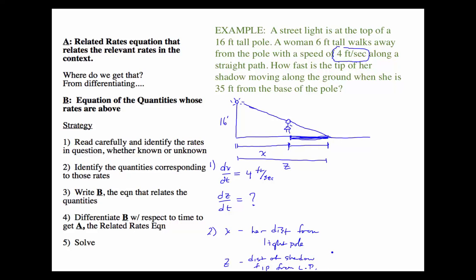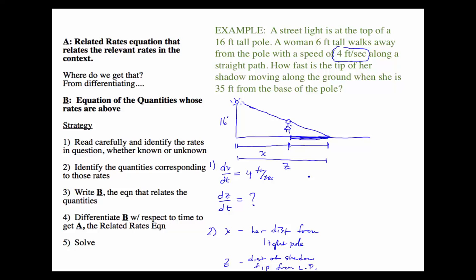So, step 3. What is it we do in step 3? We start by finding the equation that relates the quantities. So we want an equation that relates what two quantities? x and z. We need an equation that relates x and z because the centerpiece of this problem is the equation that relates dx/dt and dz/dt.